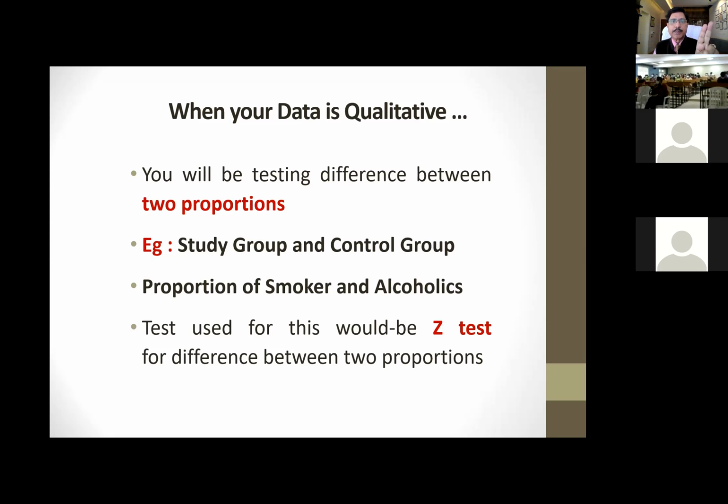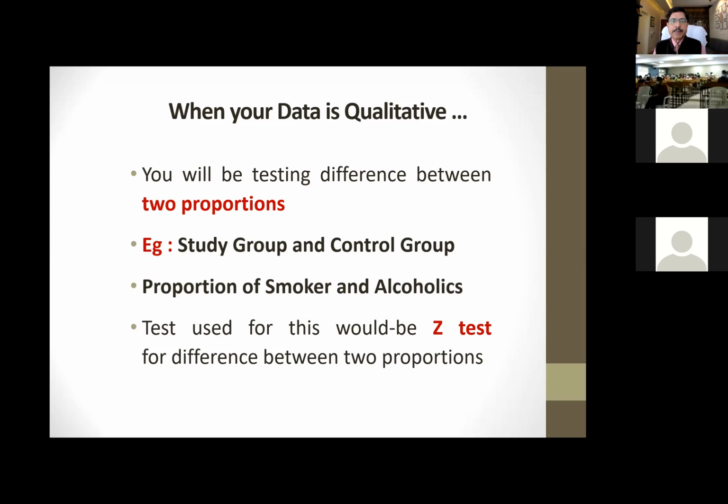Second thing is two proportions. There is a control group and study group. You can say there is a study group where I have given vaccine and the control group where I have not given vaccine. The proportion of people who had immunity demonstrated in the study group, there is a proportion in the control group. The proportion of people who had immunity in the control group, and compare them. Okay.